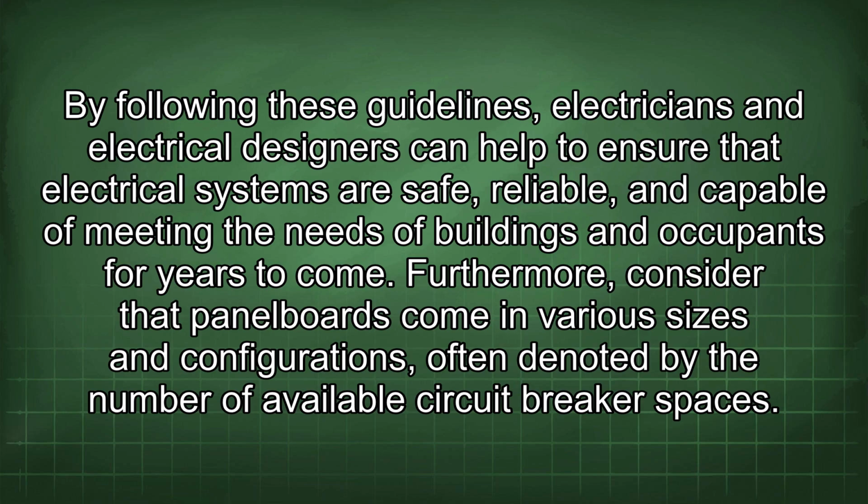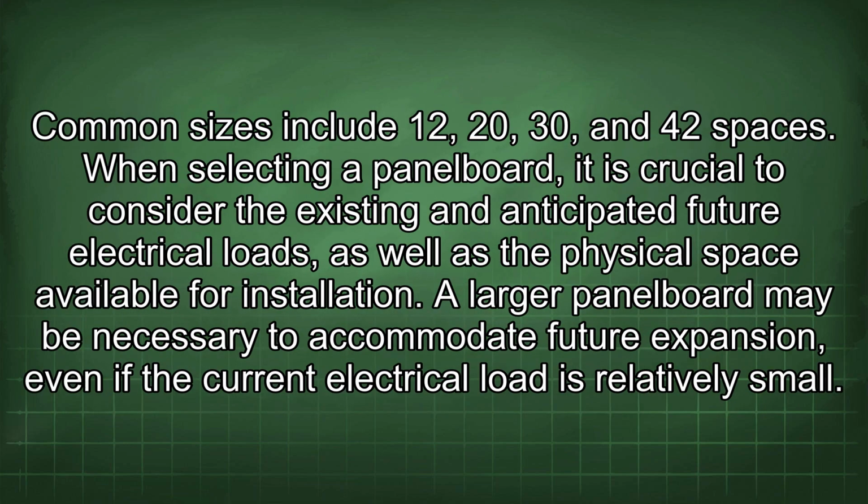Furthermore, consider that panel boards come in various sizes and configurations, often denoted by the number of available circuit breaker spaces. Common sizes include 12, 20, 30, and 42 spaces. When selecting a panel board, it is crucial to consider the existing and anticipated future electrical loads, as well as the physical space available for installation. A larger panel board may be necessary to accommodate future expansion, even if the current electrical load is relatively small.